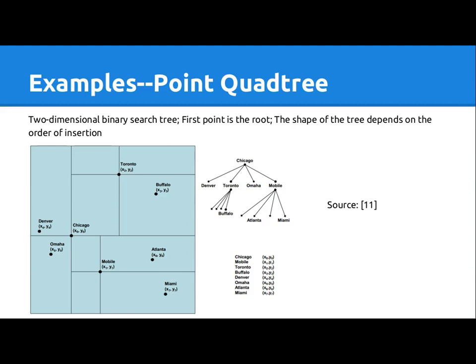So you could make a two-dimensional binary search tree. First point is the root. The shape of the tree depends on the order of insertion. This is actually really, really confusing to follow. It looks like what they did is they first cut it right here. So you have a top half and a bottom half. And they put Chicago right here on this line. And then Toronto, they decided to cut up here. Okay. As one of the children, sure.